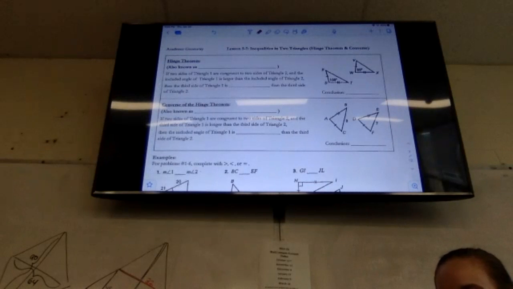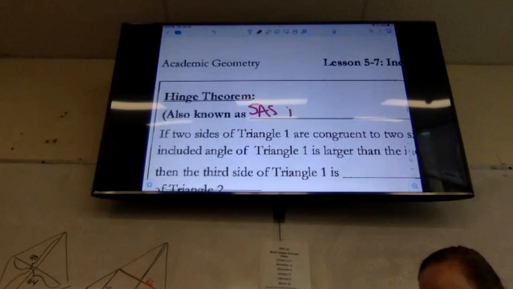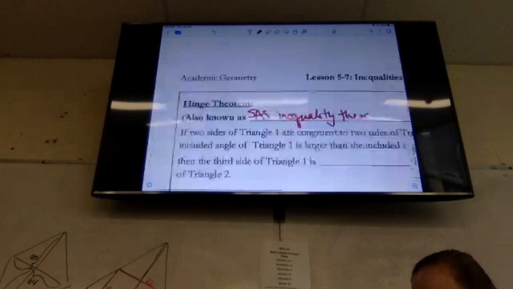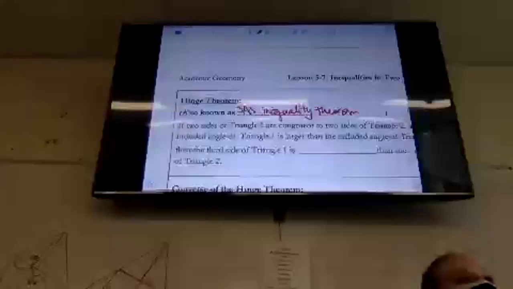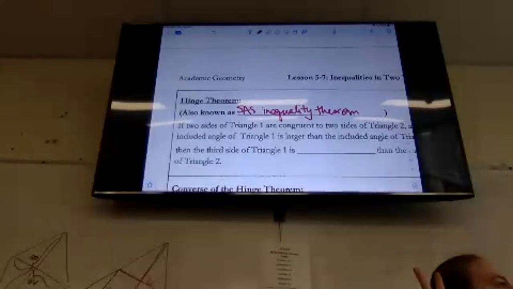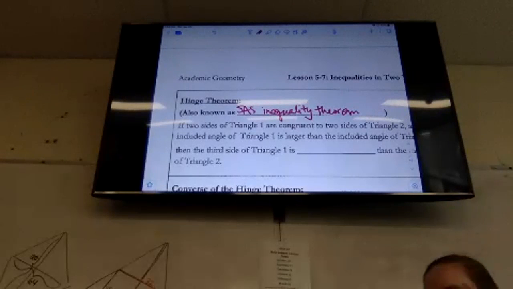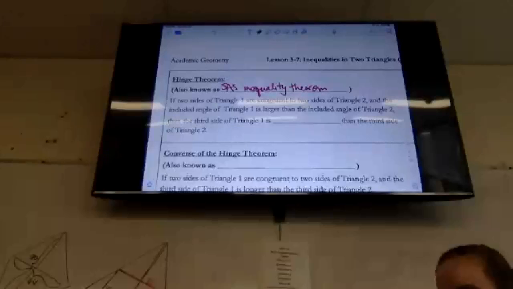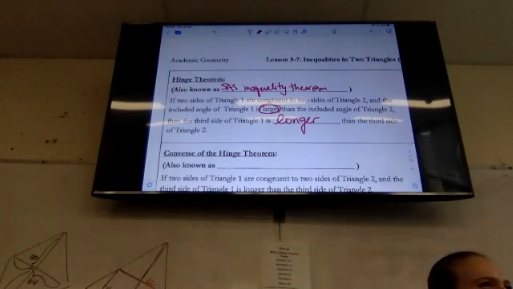Okay, the Hinge theorem is also known as the side angle side inequality. Basically, what it says is that I have 2 triangles and they both have 2 sides that are congruent and their included angle is given to us. I know what that third side is going to be, if it's going to be bigger or smaller than the other. If 2 sides are congruent to 2 sides of triangle 2, and the included angle is larger in triangle 1, then the third side is longer for triangle 1. I think the words are super confusing there, so let me look at the picture, okay?